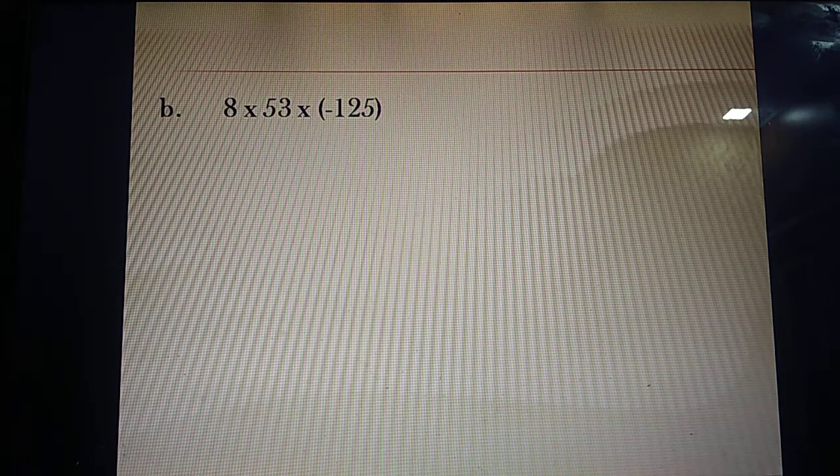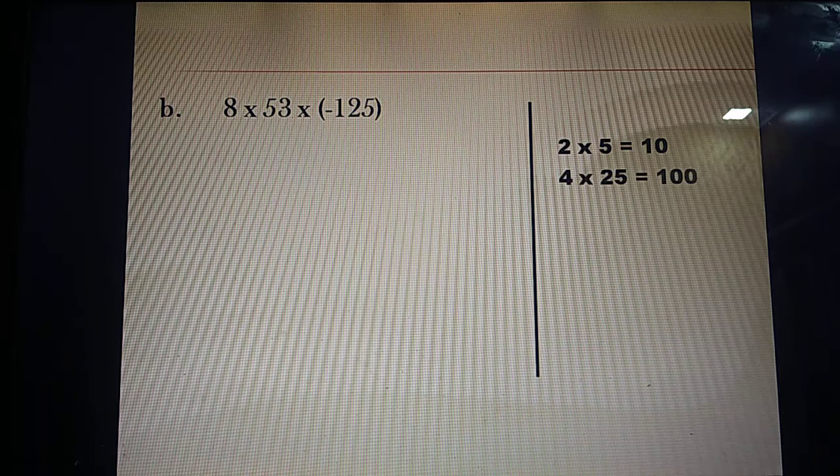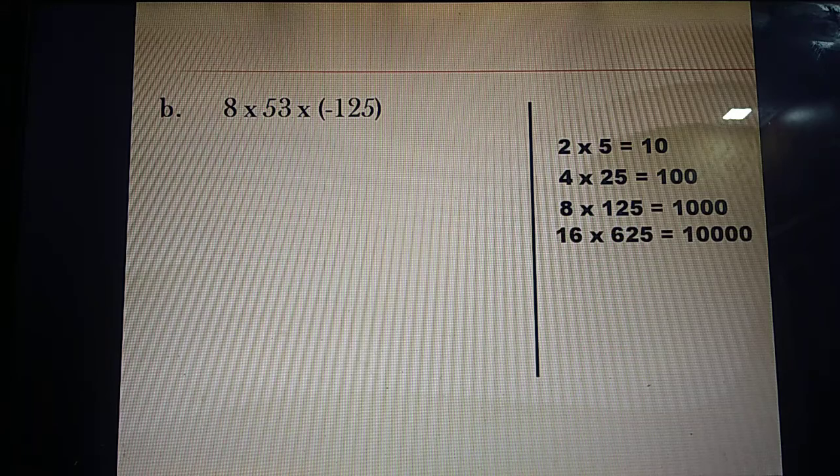Moving to next. 8 into 53 into (minus 125). Now to solve this, we will not multiply as it's given to you. We will do an arrangement. The arrangement we are supposed to do is to choose a pair of numbers which will give you the result as a multiple of 10. Some pairs are 2 into 5 equals 10, 4 into 25 equals 100, 8 into 125 equals 1000, 16 into 625 equals 10,000. This you have to keep in mind.